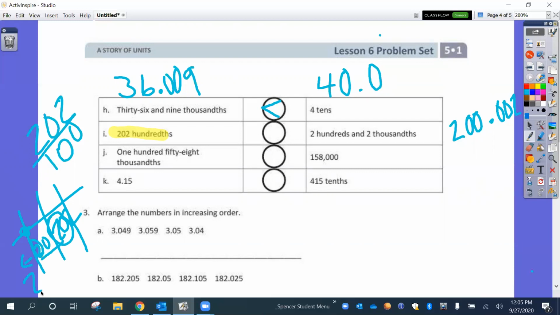So 2.02, or 2 and 2 hundredths versus 2 hundredths. Well, 200 is always greater than 2 tenths. So to read that, 2 ones, 2 hundredths is always greater than 2 ones. So 2 and 2 hundredths is less than 2 hundredths and 2 thousandths.